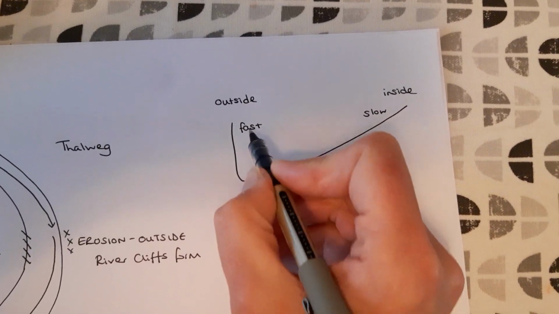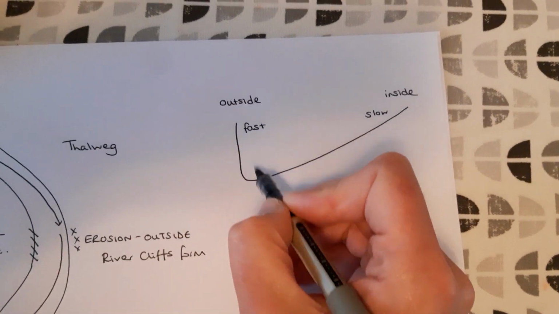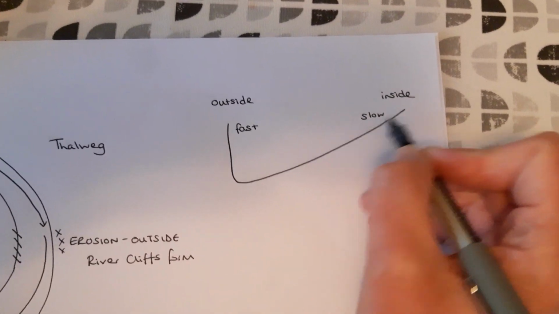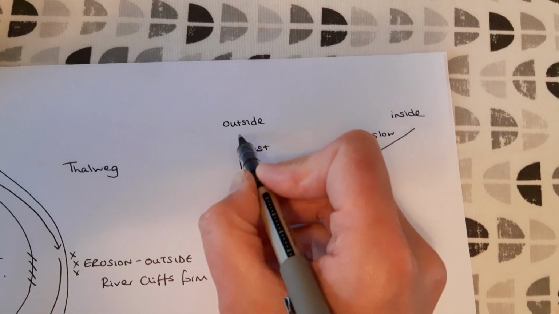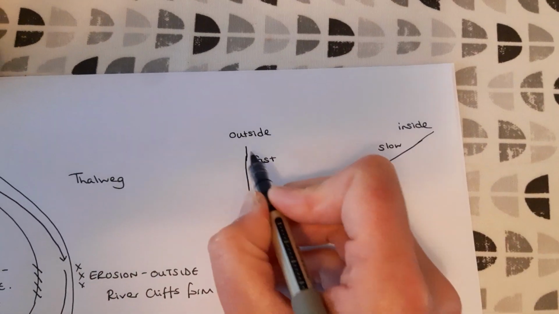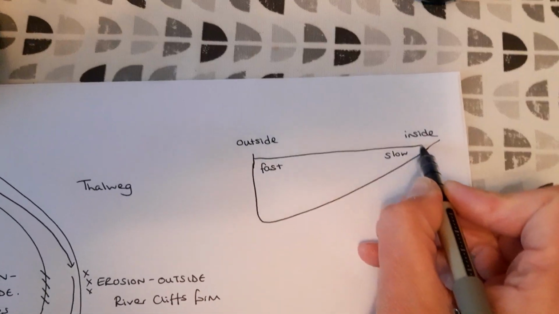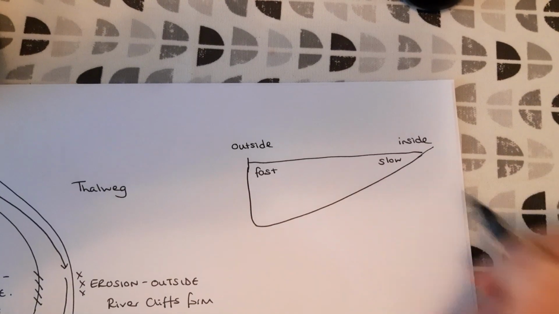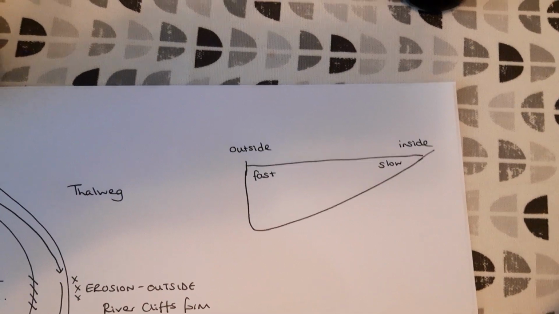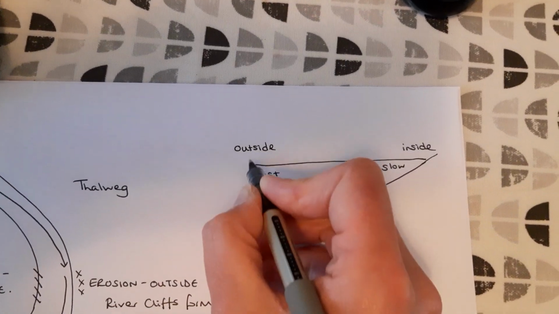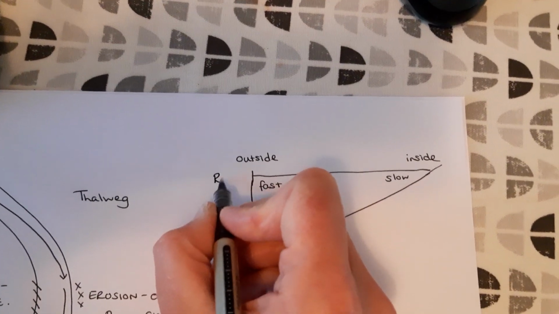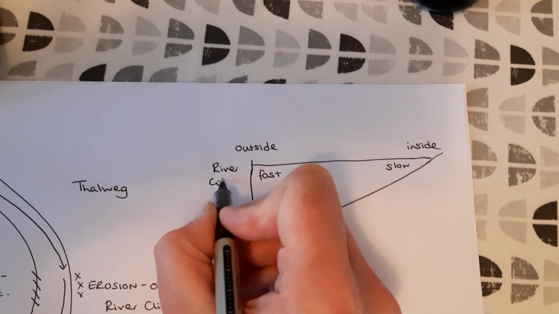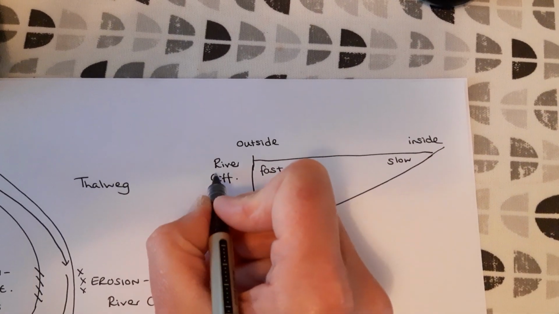It's much deeper here, so there's less friction, so the water flows faster. Here, there's much more friction slowing the water down. That's why it flows more slowly. Okay, here's my water. This is the channel, outside, fast, inside, slow. And that's why here I've got this steep bank being formed, my river cliff.